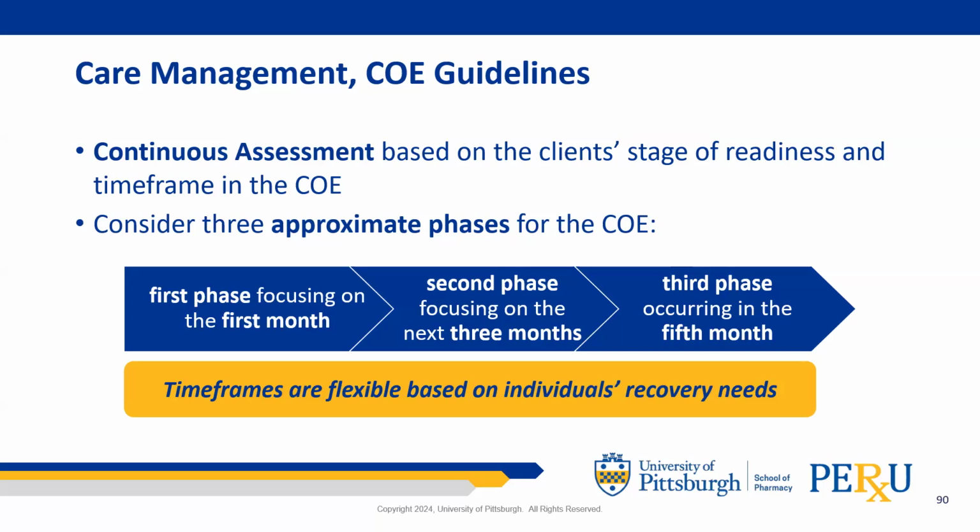The phases include engagement and stabilization of substance-using behaviors, approximately the first 30 days in the first phase, integration of global health care issues and skills training to manage urges in months 2 to 4, and expansion of recovery capital and transition to self-management of OUD and SUD behaviors in months 5 to 12 or beyond. It is important to note that these timeframes are flexible based on individuals' recovery needs and are not requirements for COEs to follow for each client, but are a way that COEs can consider progression through COE services.